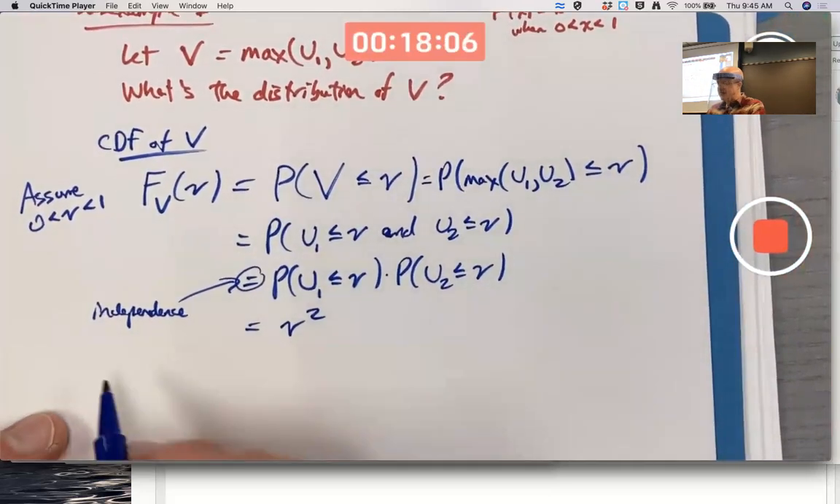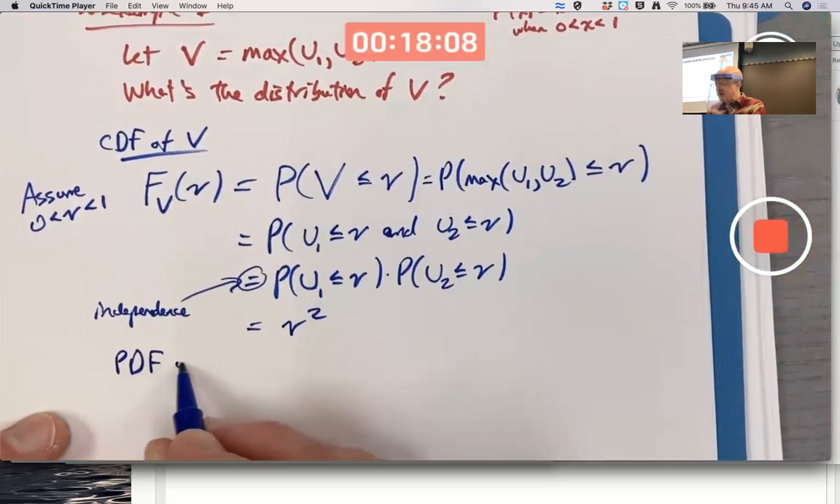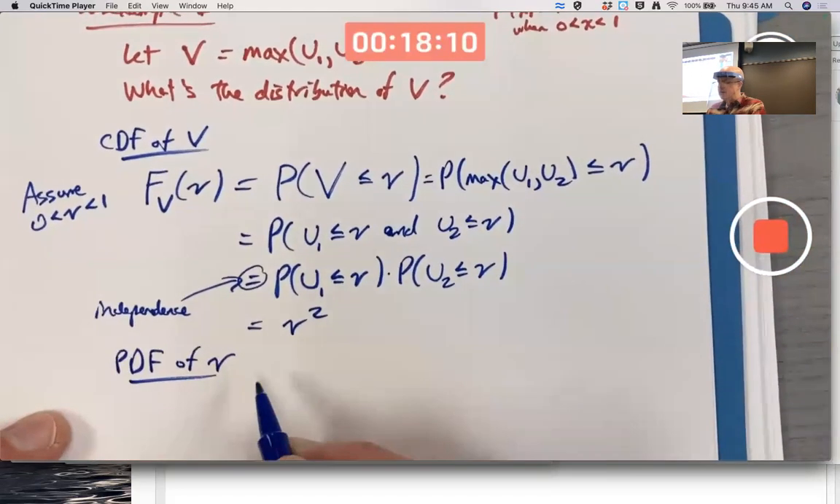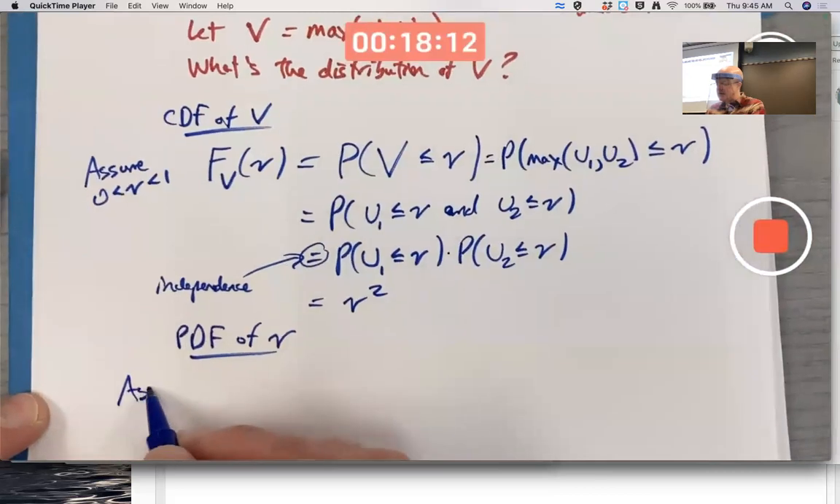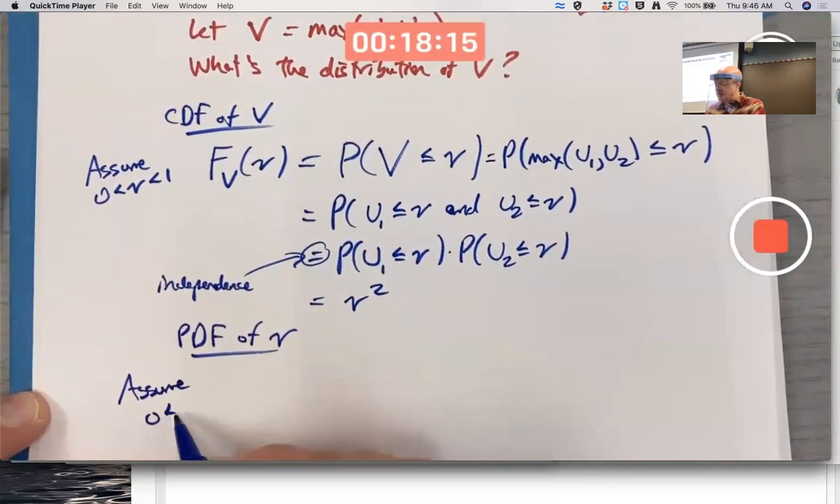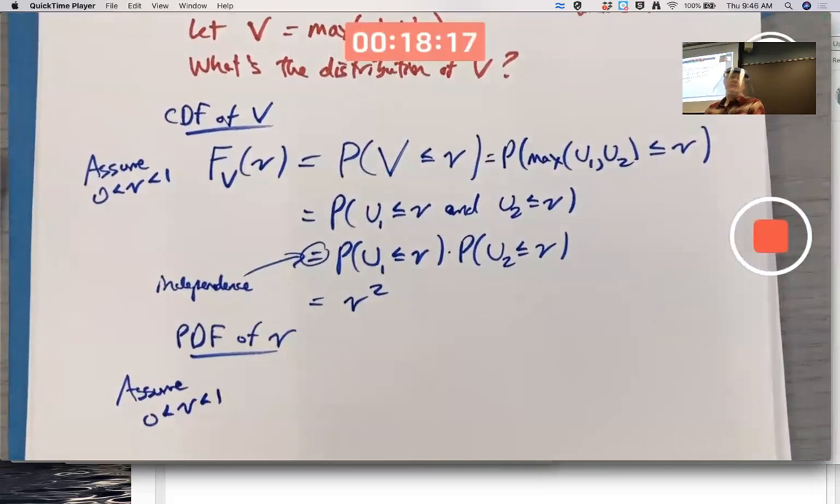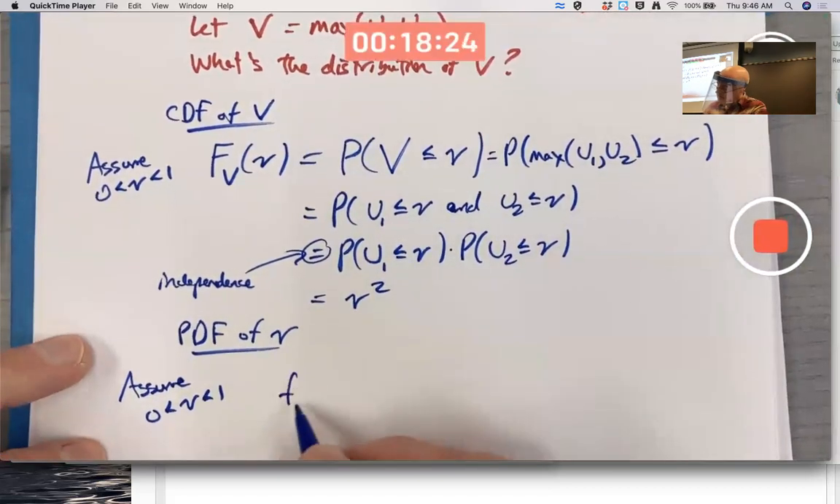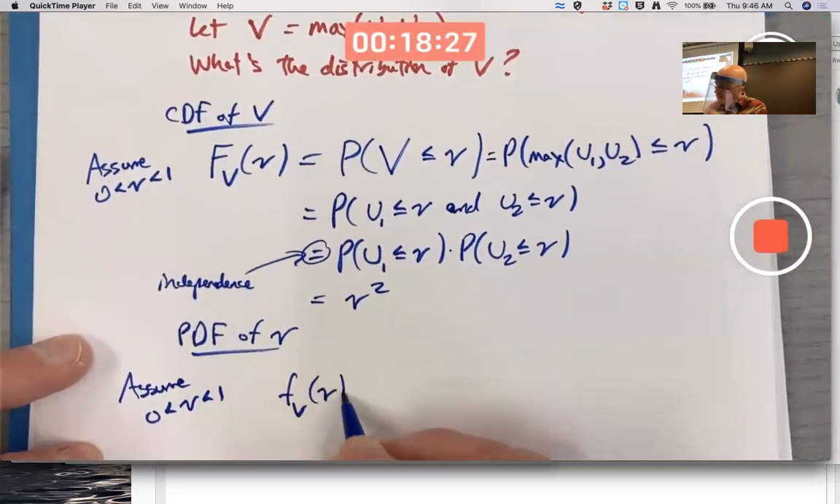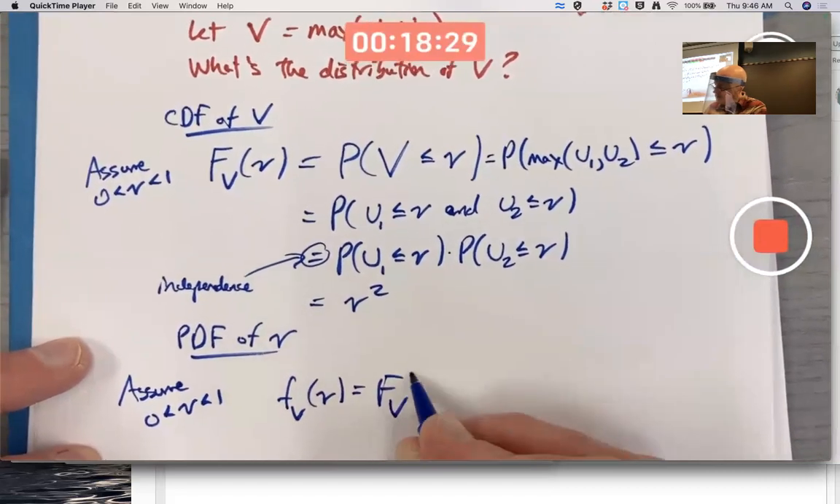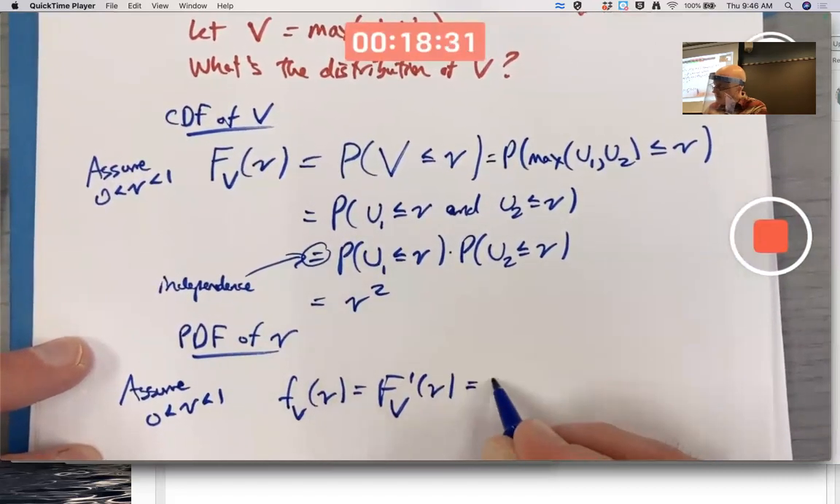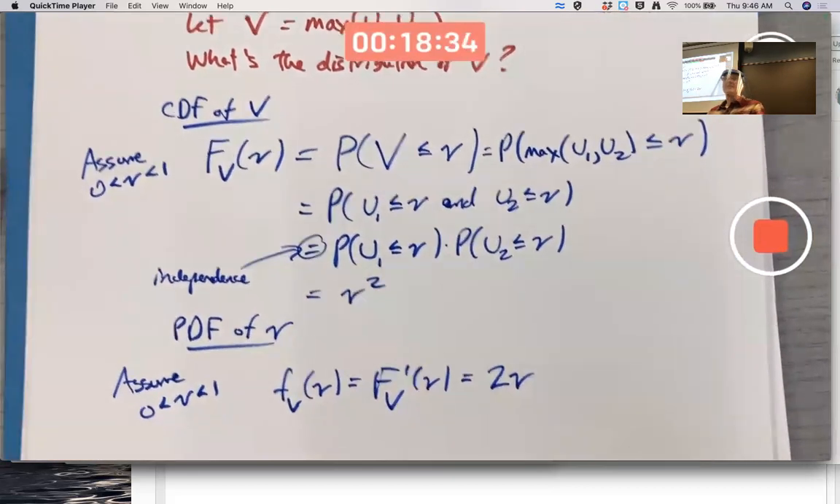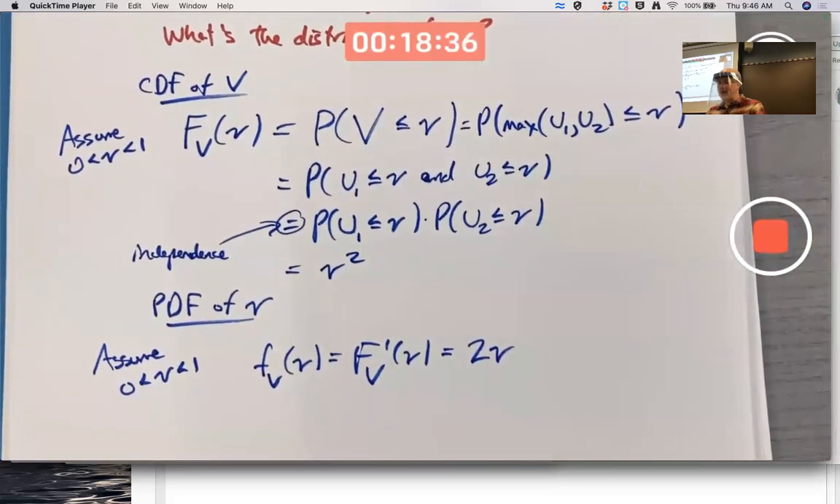And that's the CDF. What about the PDF? PDF of V. Once again, assume V is between 0 and 1. It is sort of nicest to not worry about being at the endpoints, because then you don't have to worry about the differentiability issues. Little f sub V of V is the derivative of capital F sub V of little v, which is going to be 2V. Are these valid CDFs and PDFs?